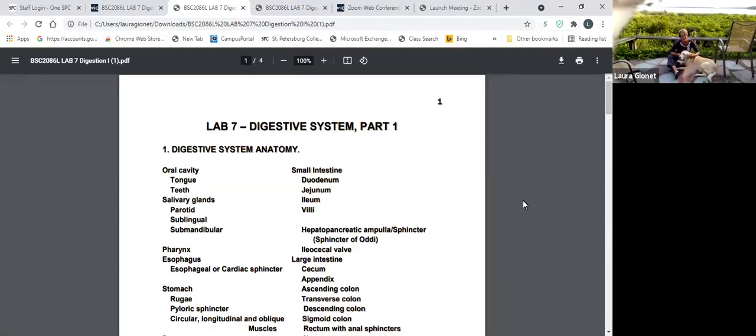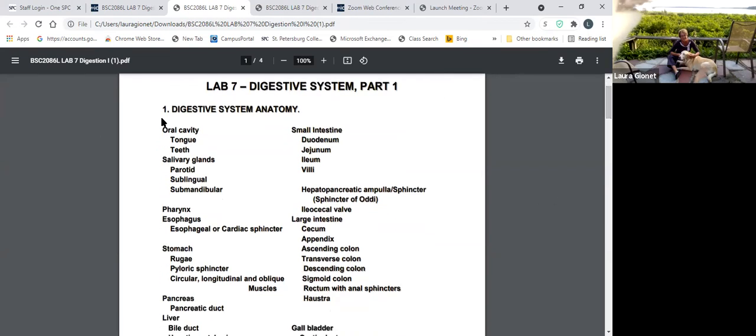Okay, this is Lab 7, Digestive System Part 1. We do this in two parts. The first part is a significant amount of structure and function, starting at the mouth and working our way through the entire alimentary canal to identify what you need to identify and basic functions. When it comes to digestion 2, we're going to talk about the chemical and enzymatic digestion of food, and again look at some of these same organs and see what their contribution is to digestion.